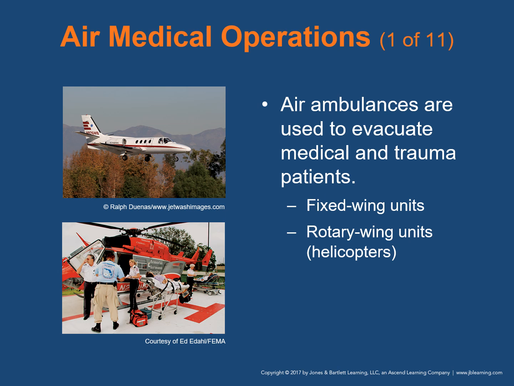Now let's talk about air medical operations. Air ambulances are used to evacuate medical and trauma patients. Fixed-wing units are used for inter-hospital patient transfers over distances greater than 100 to 150 miles. Rotary wing units, helicopters, are more efficient for shorter distances.